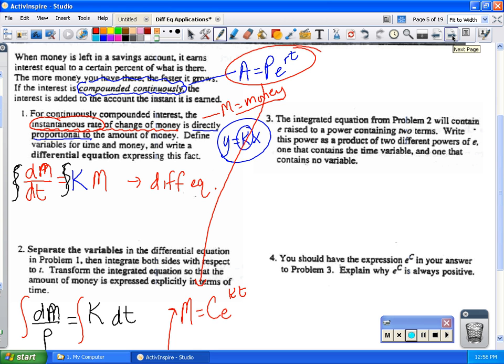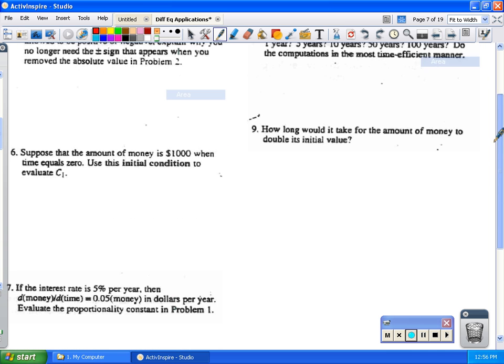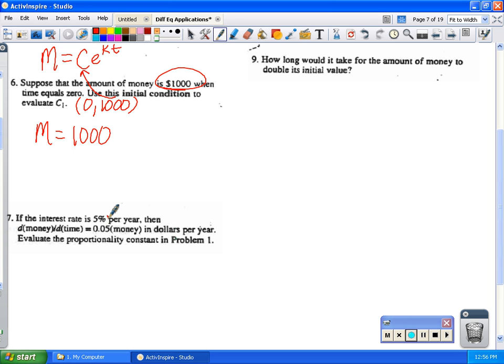The rest of this really is algebra, and you are going to need your calculator to evaluate some of this. So if you jump down to number 6, they're saying, all right, you got this formula, money, you derived it, is equal to c e to the kt. They're telling us from the get-go that at time 0, there's $1,000 in the account. So if I substitute that in and solve, I'll know that c, the initial value, is $1,000. And the other thing that they're telling me in the next part of the problem is that my interest rate, which is k, is going to be 5%.